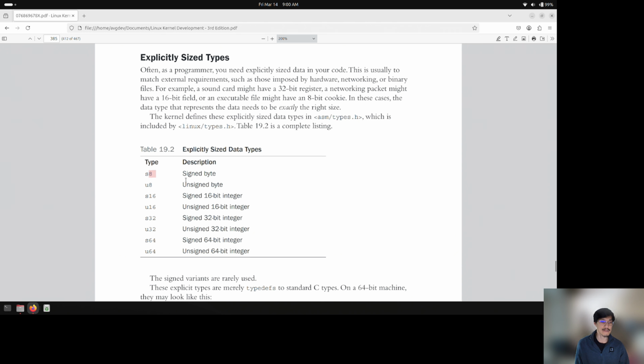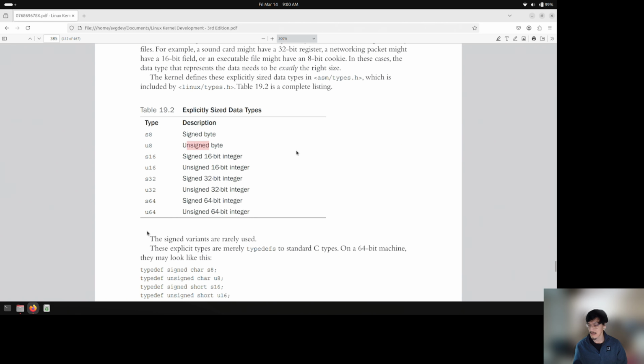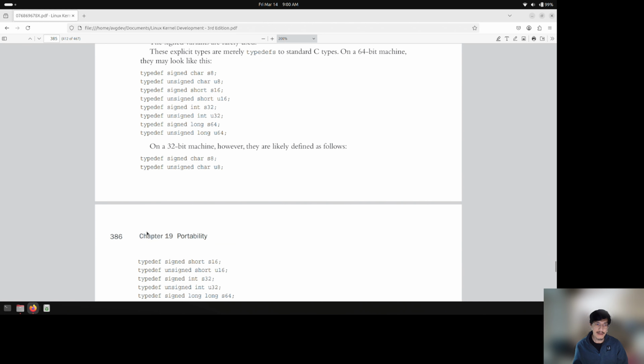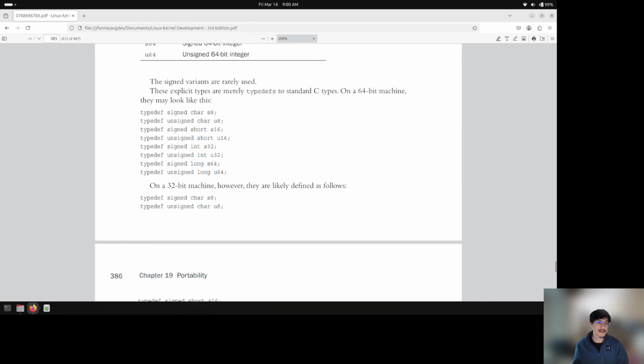So we have s8, which is a signed byte, u8, unsigned, and so on. These are similar to all the types that you would find in stdint.h. It'll be like uint32_t or something like that. Instead, in the kernel, it'll be u32. So the signed variants are rarely used. These explicit types are merely typedefs to standard C types.